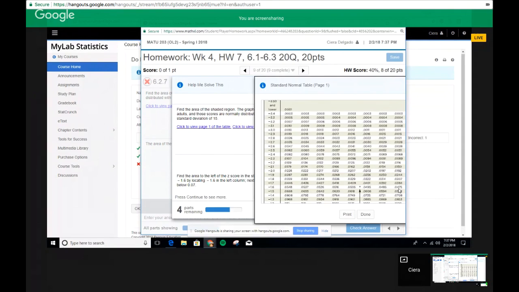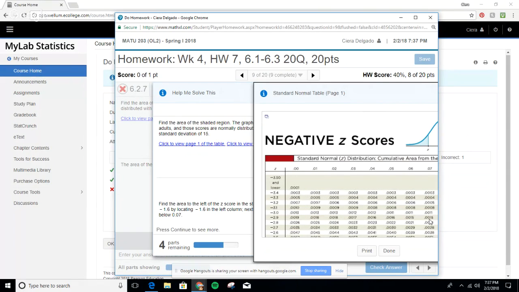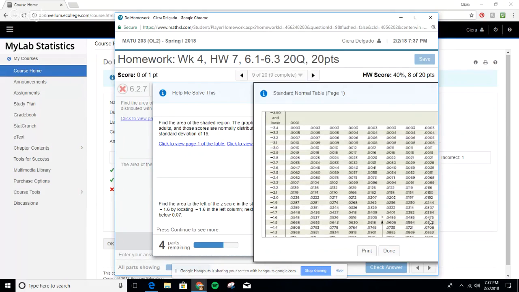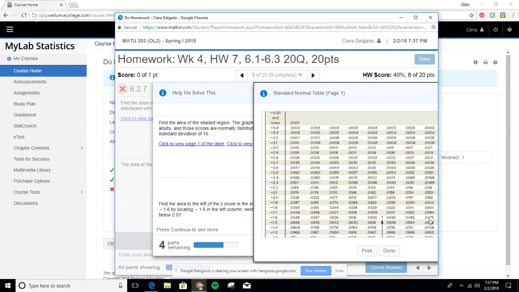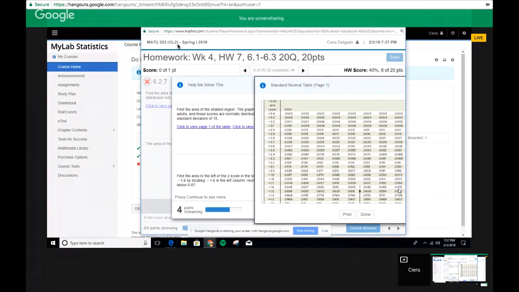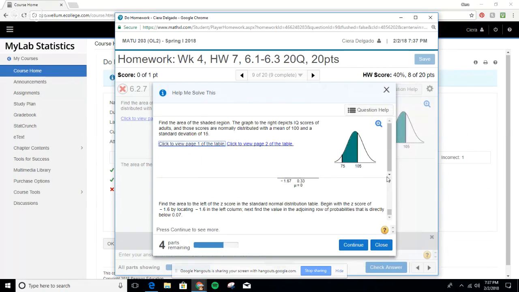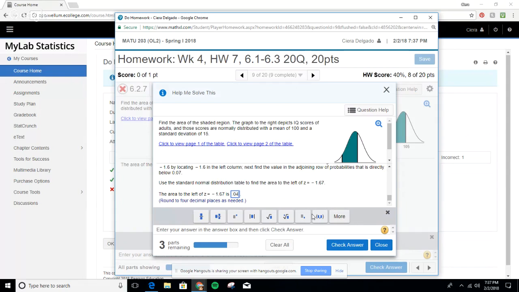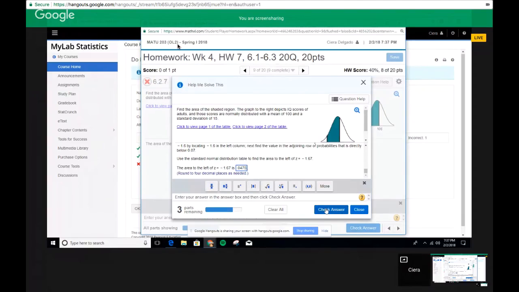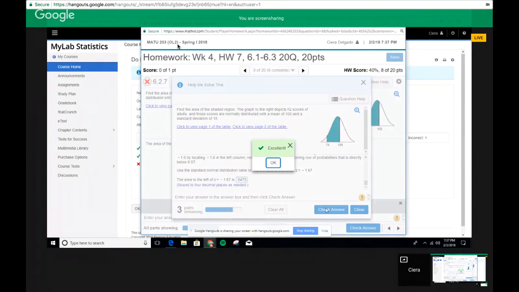It has to correspond to 0.07 at the top. Yeah, at the top there. Perfect. So in that row, the answer is 0.0475. Yes. Okay, 0.0475. Let's see if that works. There's nothing to fill in there, but okay. 0.0475. Yes. Great.